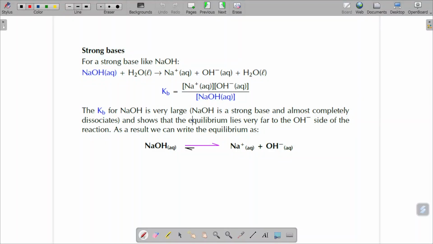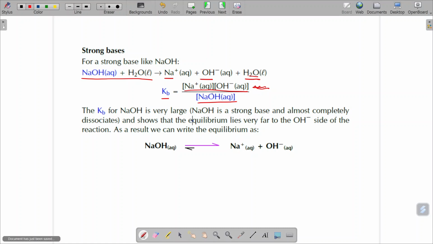We can do the same analysis for bases. So for a strong base like sodium hydroxide, here we've got sodium hydroxide in water, and this forms sodium and hydroxide plus water in the reaction. Remember that the Kb is then the ratio of the concentration of the products to the concentration of the reactants. Water is a liquid, so it does not appear in this reaction.